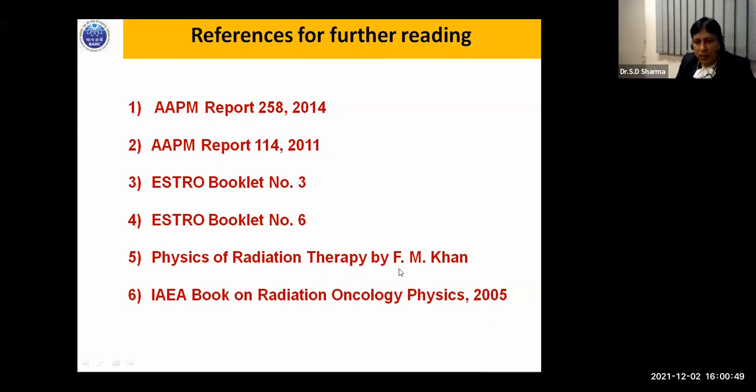And many things are available in many textbooks like the Physics of Radiation Therapy by F.M. Khan and the IAEA book on radiation oncology physics published in 2005, and any other book. Even Johns' book, the recent version, is also available, which contains many important information.